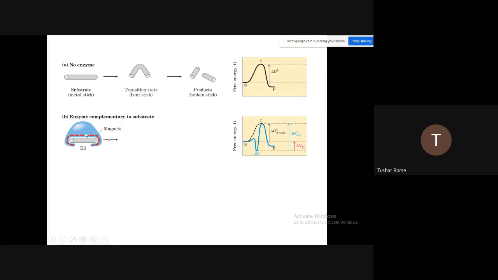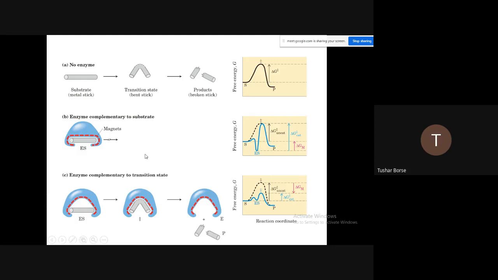Because force has to be applied here so that this stick can be broken into the two entities. Fine. So this is the second condition which I have shown. This is uncatalyzed, this is catalyzed. But here the condition is that this enzyme is complementary to the substrate. Whatever the structure, size, and shape of the substrate is, it is complementary to that particular structure. So in this case also, you are requiring a higher amount of energy.